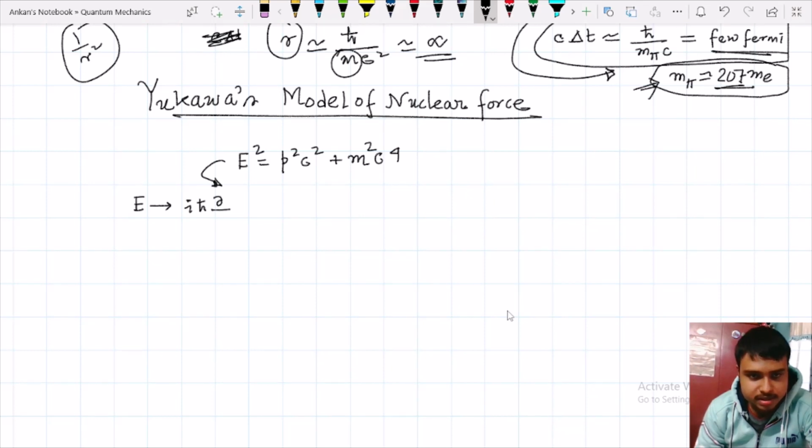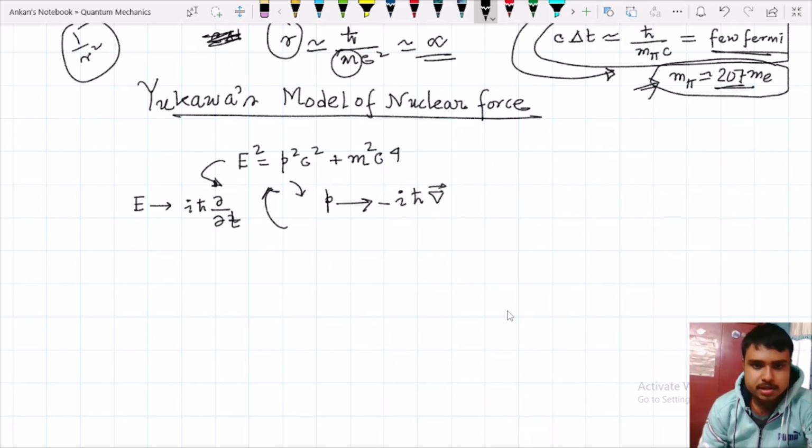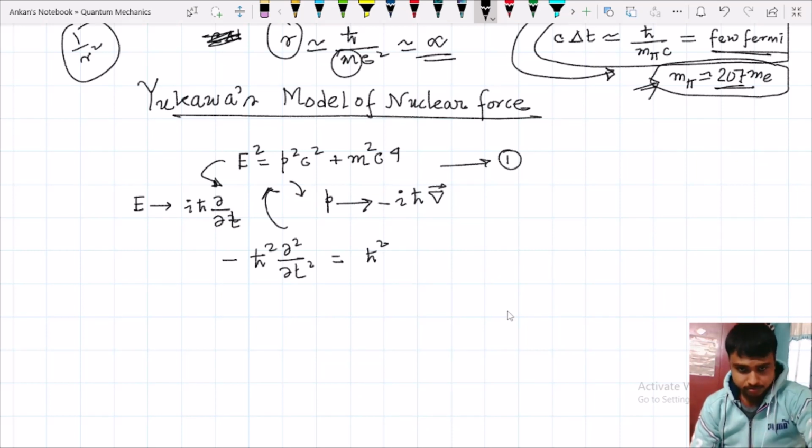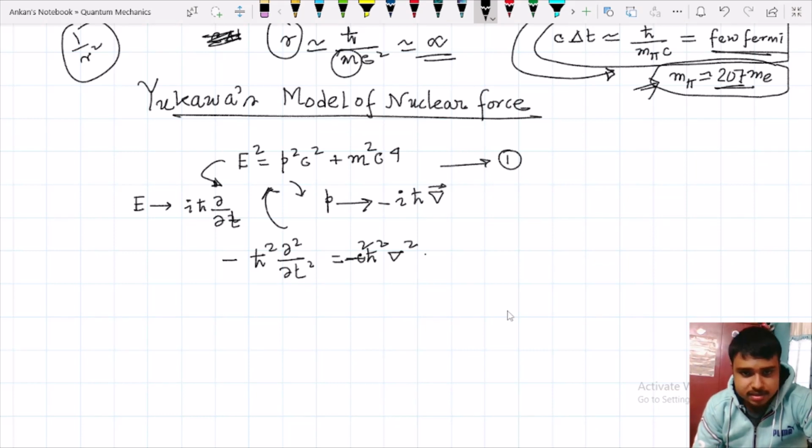iħ ∂/∂t, and the momentum operator is given by minus iħ grad. If I put this operator form in equation 1, then we will see that this is nothing but minus ħ square ∂²/∂t² equal to minus ħ square grad square c square plus m square c to the power 4.